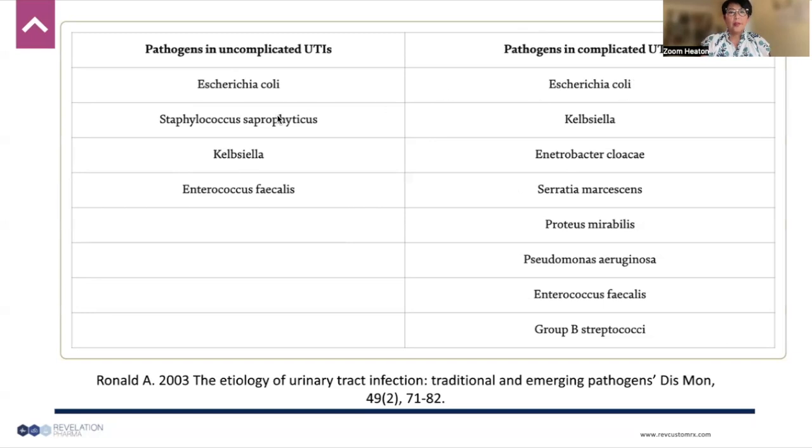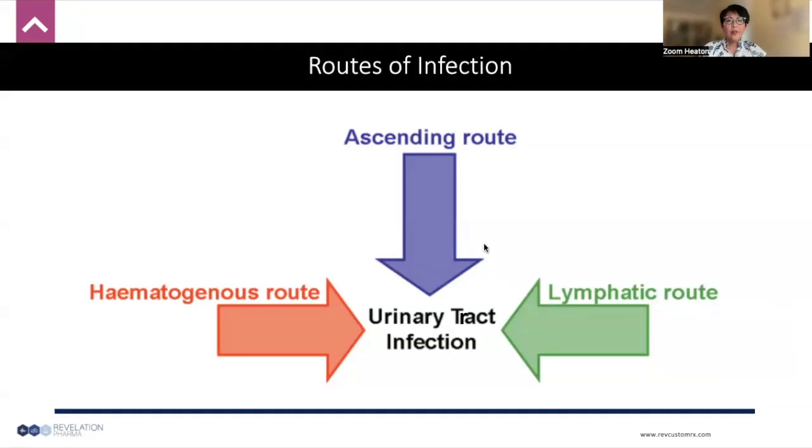E. coli can be responsible for either, just as Klebsiella. E. coli accounts for 85% of community-acquired and 50% of hospital-acquired UTIs. And gram-negative bacteria like Klebsiella and Proteus, and gram-positive Enterococcus faecalis and Staphylococcus saprophyticus are causative agents for the remainder of the community-acquired infections. And here are some routes of infection.